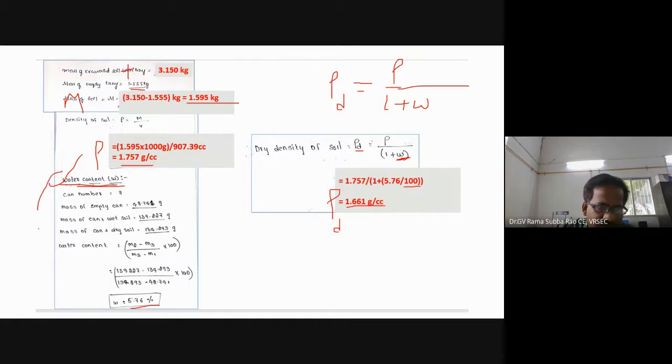As I discussed in my previous lecture how to determine water content, water content is equal to mass of water present in soil by mass of dry soil into 100. I told you the importance of water content. Water content is an auxiliary parameter. Without water content, it is very difficult to determine dry density from density. So water content is such an important parameter, which is equal to mass of water present in soil by mass of dry soil.